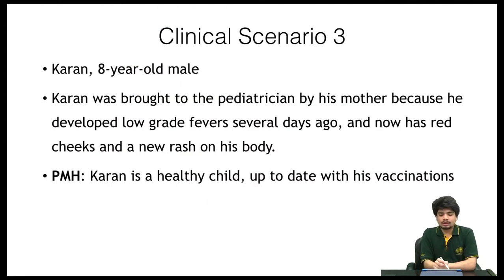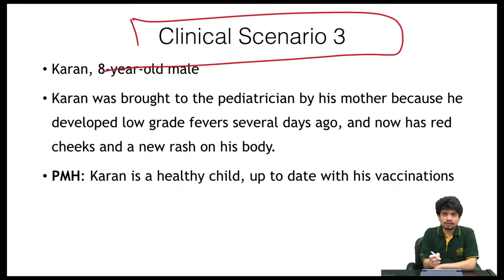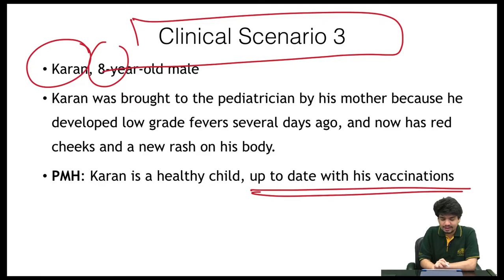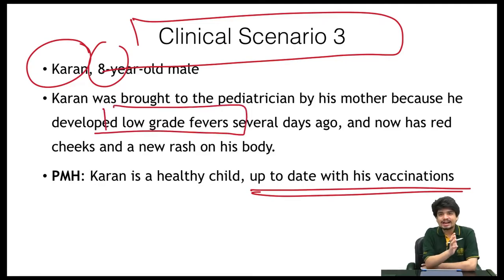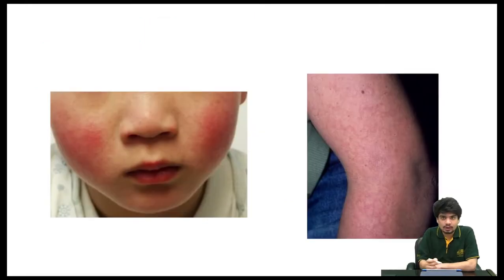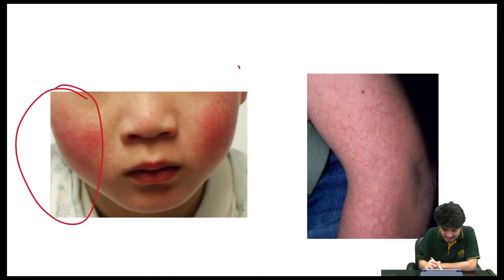Another scenario, this is the third clinical scenario that I'll give you. This is of a boy named Karan. He's an 8-year-old boy. He's up to date with his vaccination. He had a low-grade fever several days ago, and now the fever has resolved, and after the fever has resolved, he has red cheeks and a rash on his body. This is typically how Karan is looking. He is having this rash on his body.